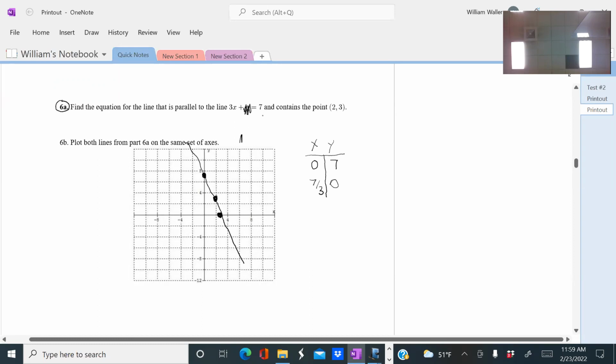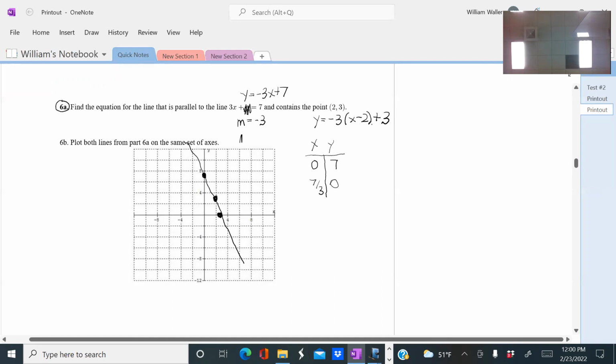So let's find out what the slope of this line was. Do that by solving for y, right? Put it in slope intercept form. So bring the 3x over and you get y is equal to minus 3x plus 7. So what's the slope there? -3, easy, right? So we want a line with slope -3 that goes through this point. So that would be y equals minus 3x minus 2 plus 3.